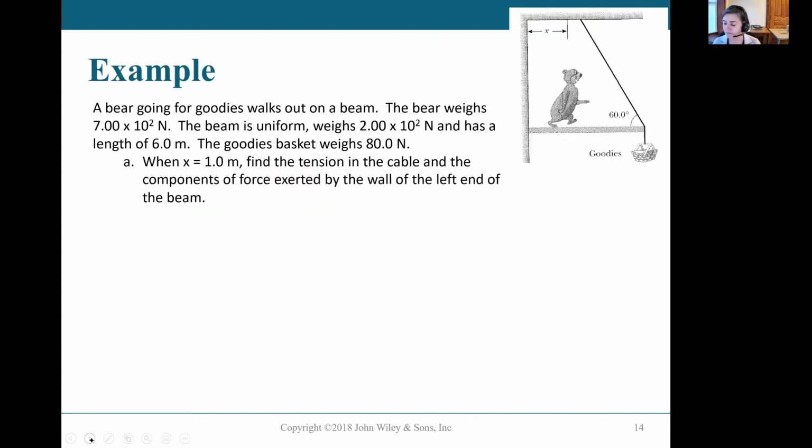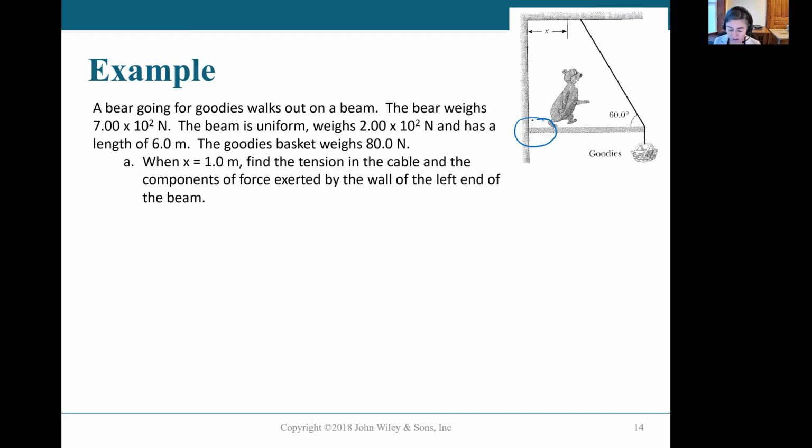In this one we've got a bear going for goodies, and he's walking out on a beam. He weighs 700 newtons. The beam is uniform, weighs 200 newtons, and has a length of 6 meters, and the goodies basket weighs 80 newtons. When x is 1 meter, so when the bear's center of mass is 1 meter from the wall, find the tension in the cable and the components of the force exerted by the wall on the left end of the beam. So that last bit, they're asking us to find the reaction forces in this area.